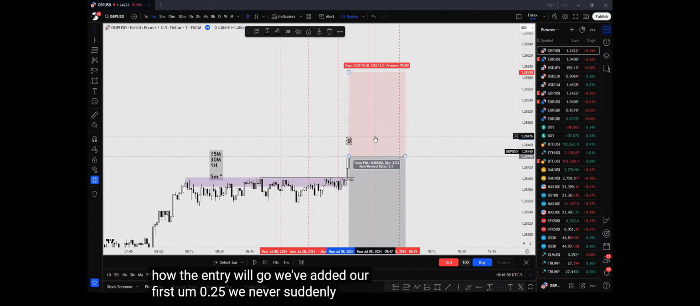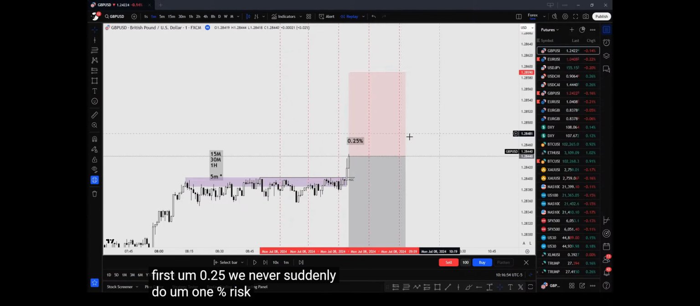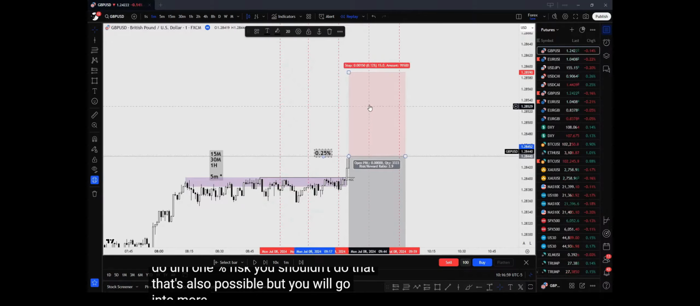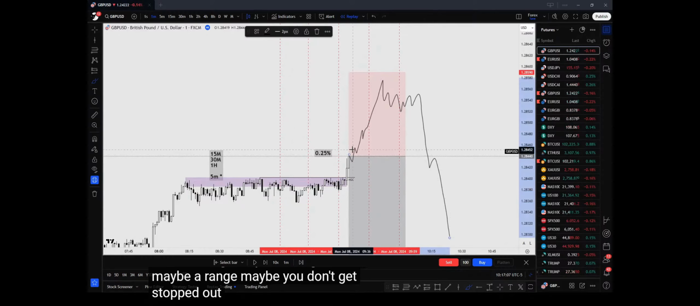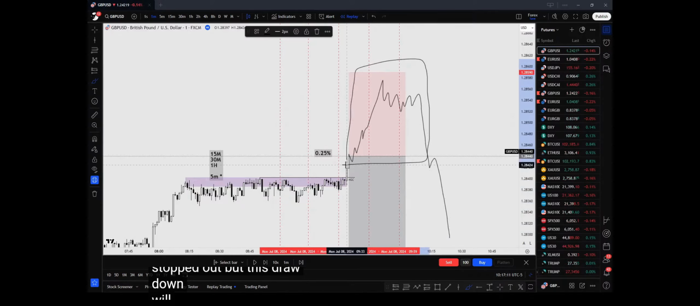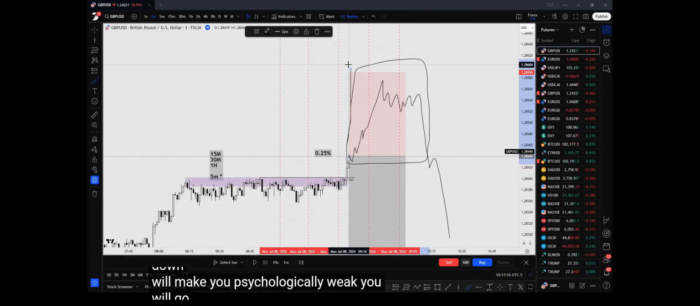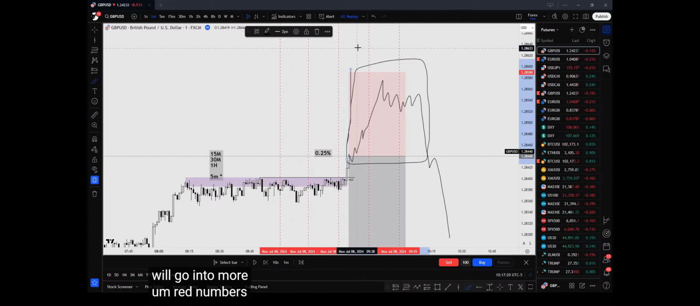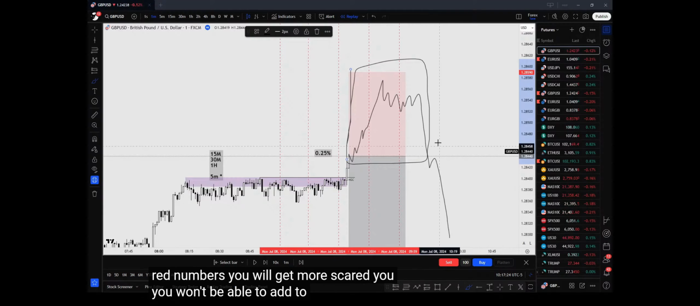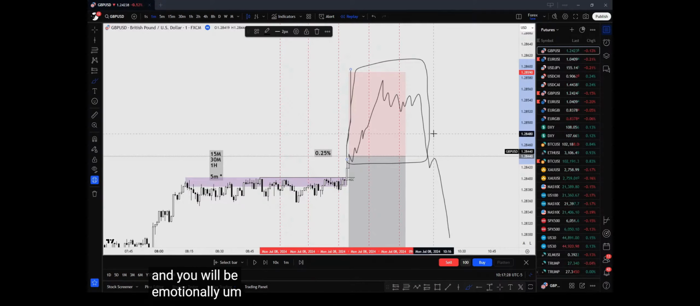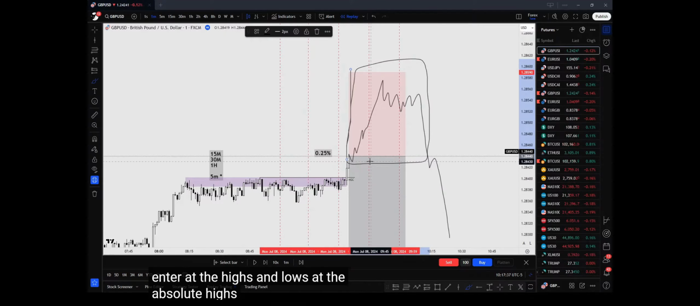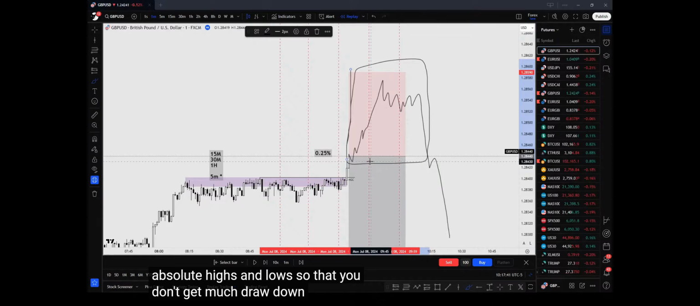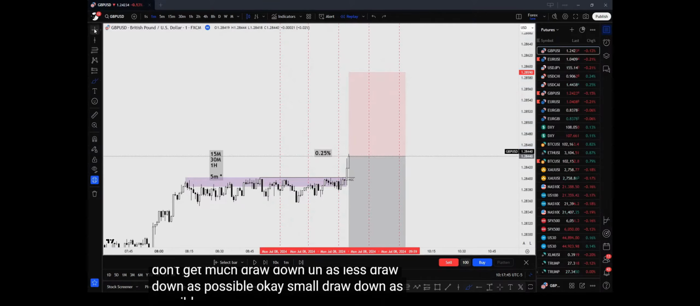We never suddenly do 1% risk. You shouldn't do that. That's also possible, but you will go into more drawdown. If, for example, this is not the high, price will go above, maybe range. Maybe you don't get stopped out, but this drawdown will make you psychologically weak. You will go into more red numbers, and you'll see bigger red numbers. You'll get more scared. You won't be able to add to the position, and you will be emotionally impacted. And how I've built this model is that we want to enter at the absolute highs and lows, so that you don't get much drawdown, as small a drawdown as possible, okay?